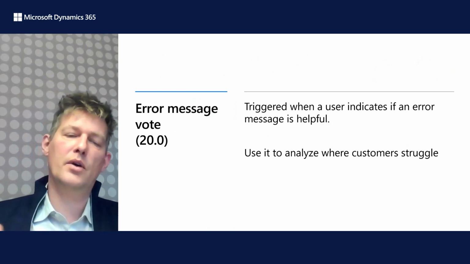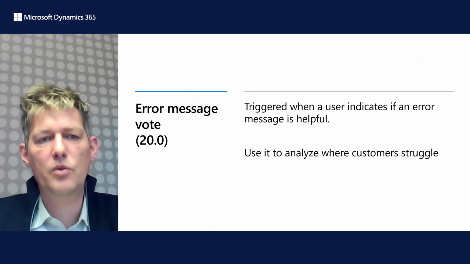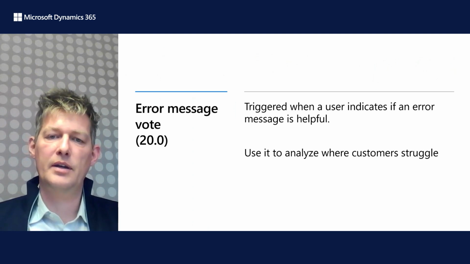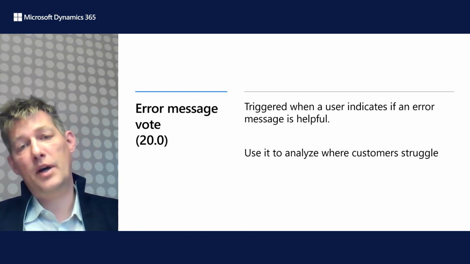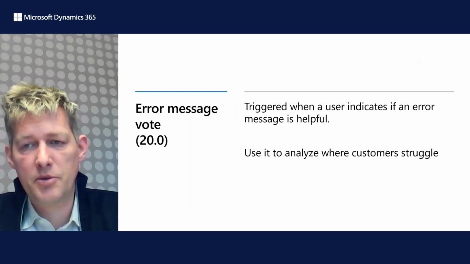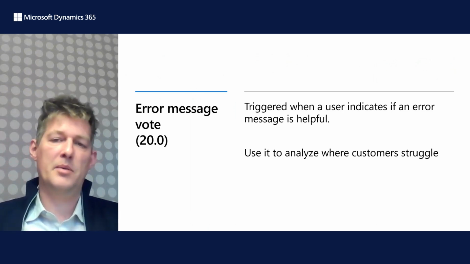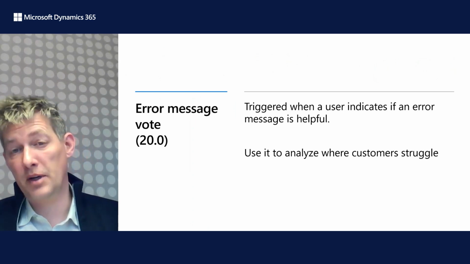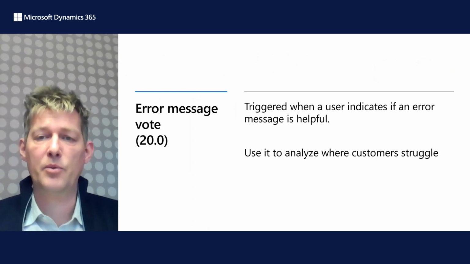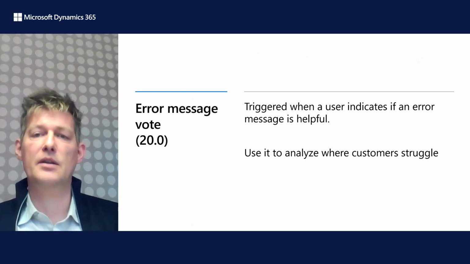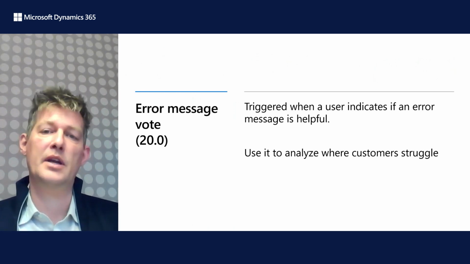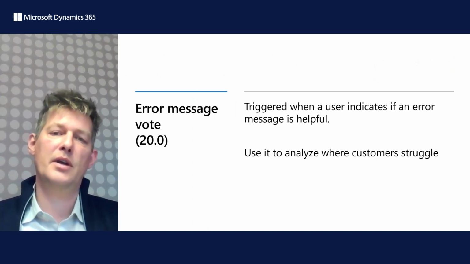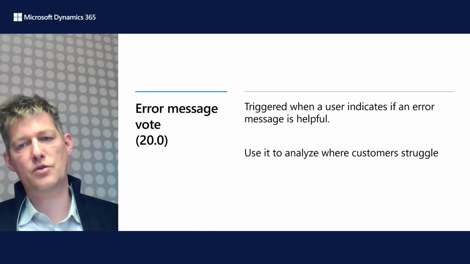And then we also added the ability for users to vote whether they understand an error message, whether this message was useful, and this is logged to telemetry. So again, you can use that to analyze where customers struggle. Either maybe that process is hard to understand, or maybe that error message should really be something else. And you also get which language the user was seeing the error message in. So maybe there are bad translations, or translations that could be better for the Danish localization compared to the English one.